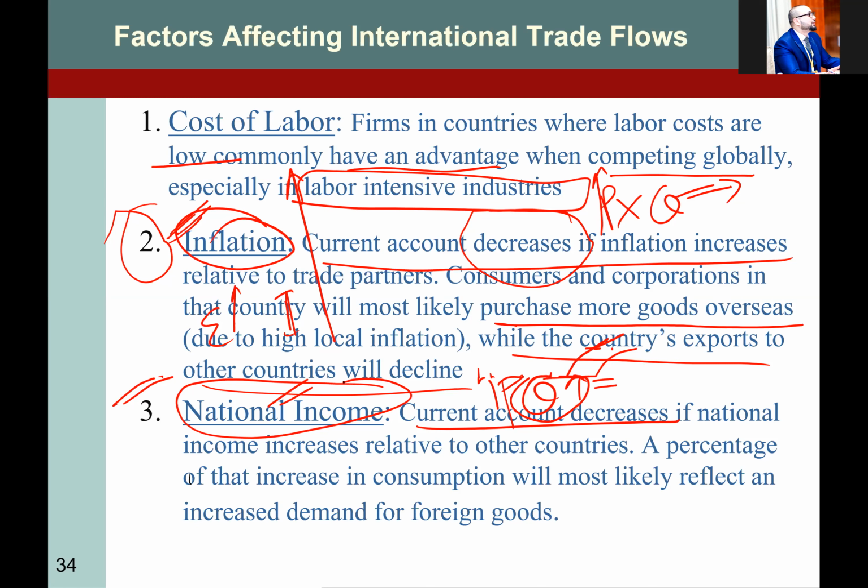But when national income rises, what happens? The consumption part rises. Local consumption also rises. For example, previously you were eating at local restaurants, and now you have more money. You are eating in high-end restaurants, Chinese restaurants, right? So you are consuming more, and due to more consumption, your demand for imported goods also rises. But the overall effect is the same. Current account decreases. So the current account decreases if national income increases relative to other countries. A percentage increase in consumption will most likely reflect an increased demand for foreign products.